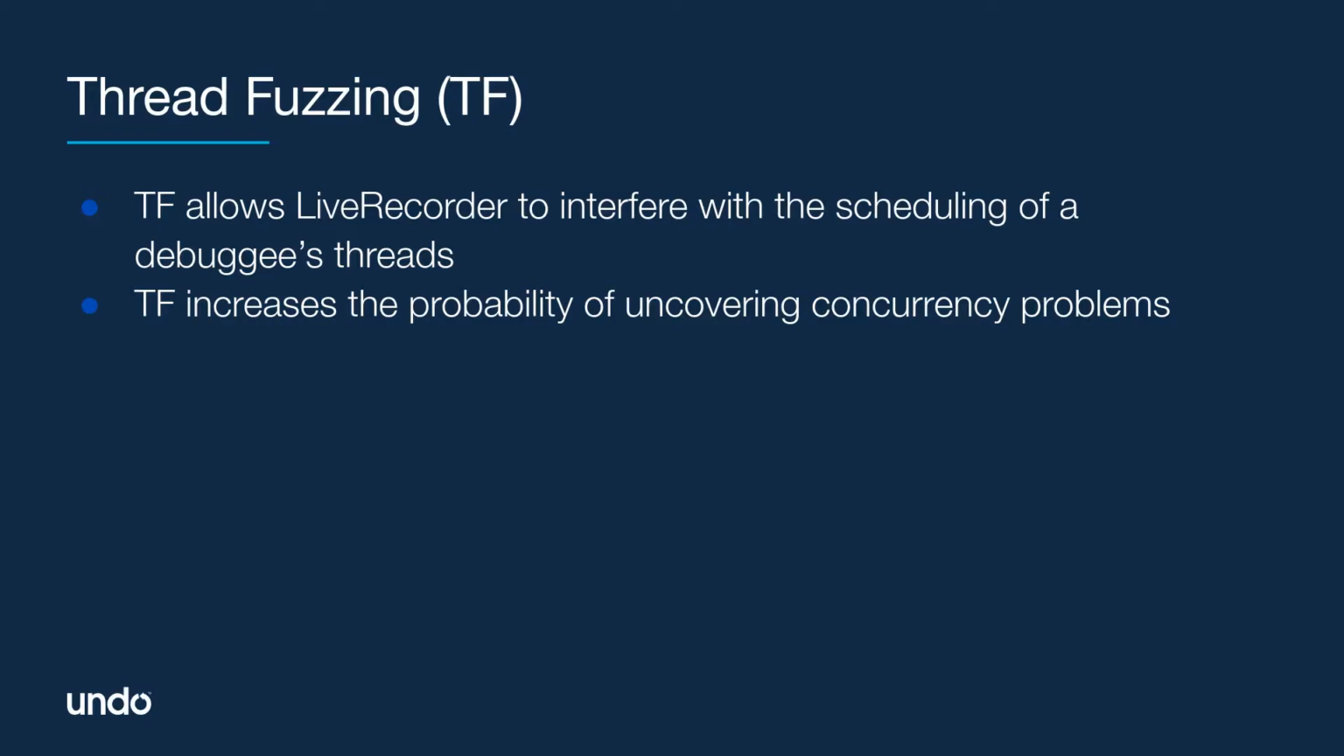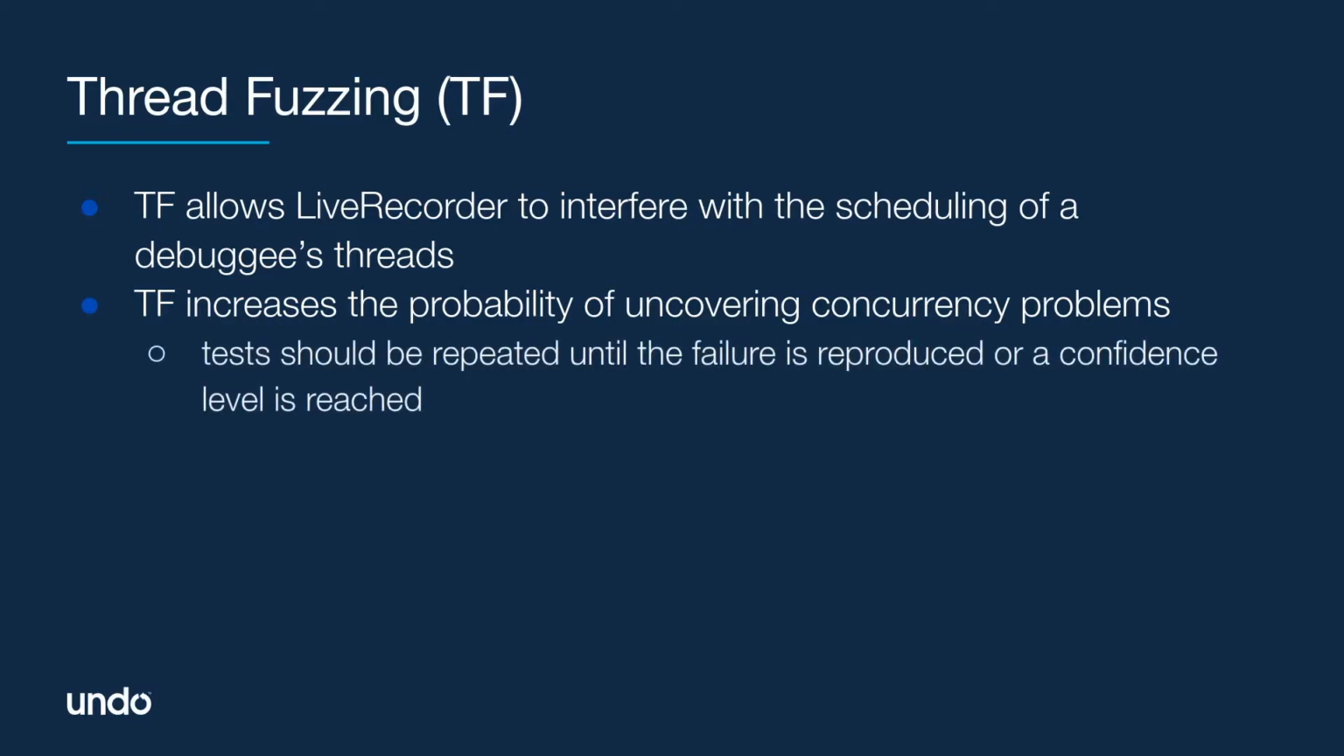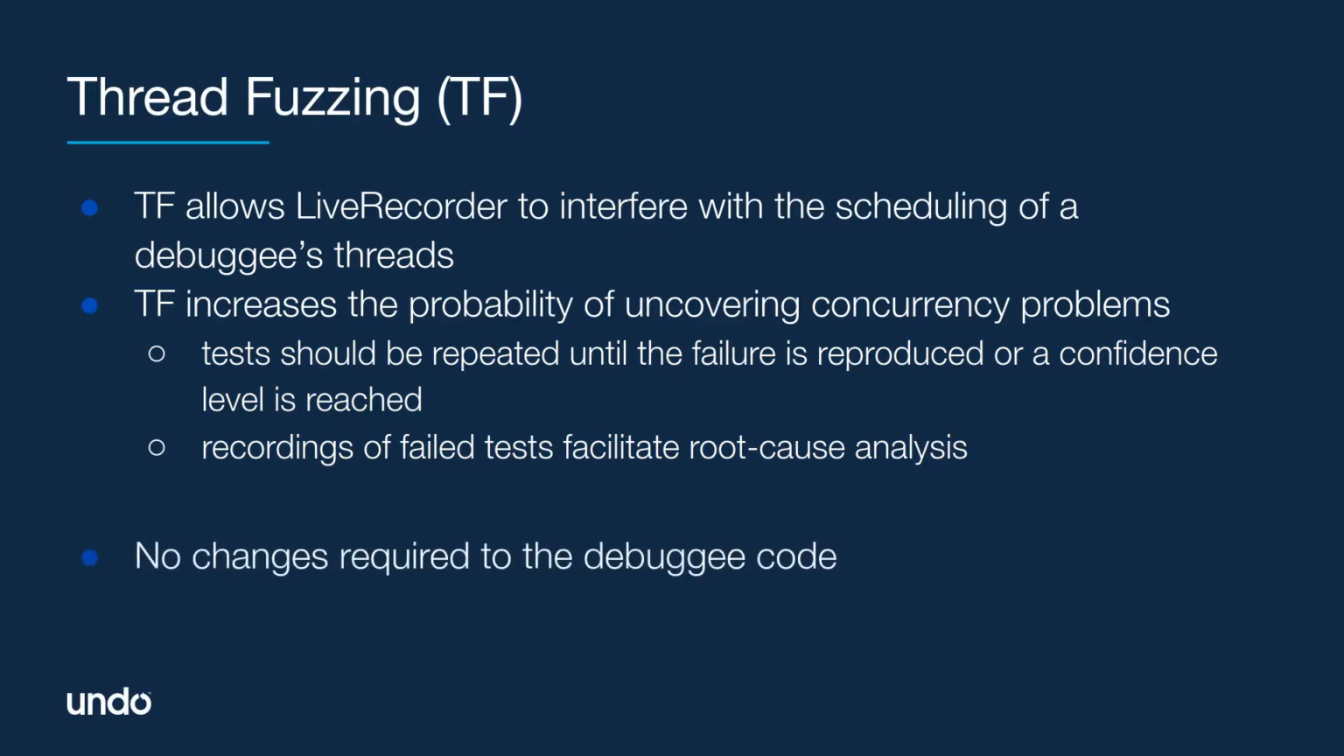This implies that tests which may expose concurrency bugs should be run under LiveRecorder as many times as necessary to reach a desired confidence level or until a failure happens. The resulting recording generated by LiveRecorder will then be used for root cause analysis. Remember, all of this is possible without making changes to the code of the debuggee.